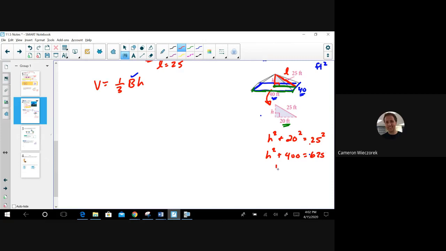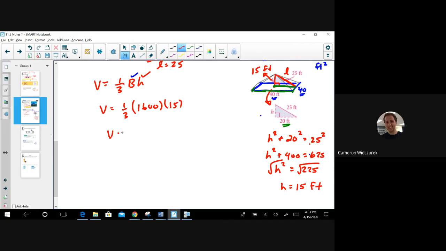And then I'll subtract the 400 from both sides. 225, nice, clean, perfect square, tells me that the height is going to be 15 feet. So this distance from top to bottom is 15 feet. Now I have the height and I can plug in. 1/3 area of my base was 1,600. And then the height in this case was 15.